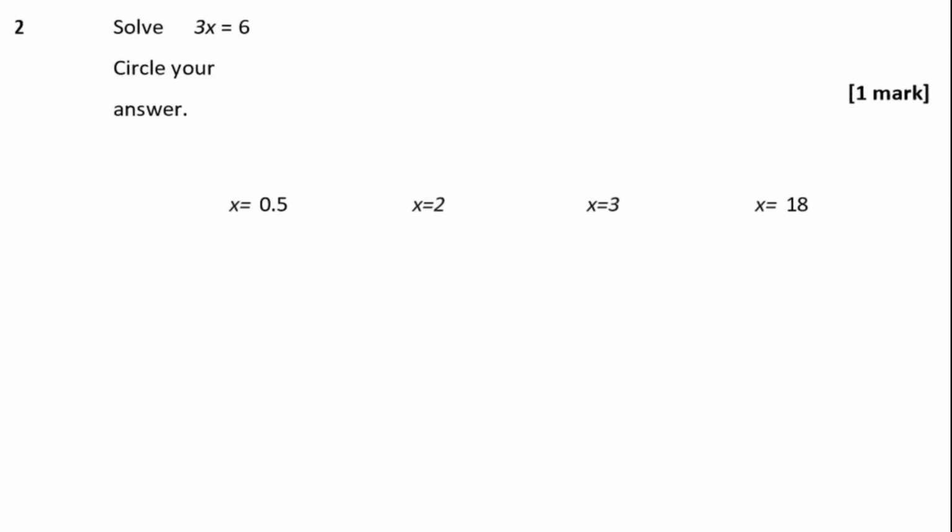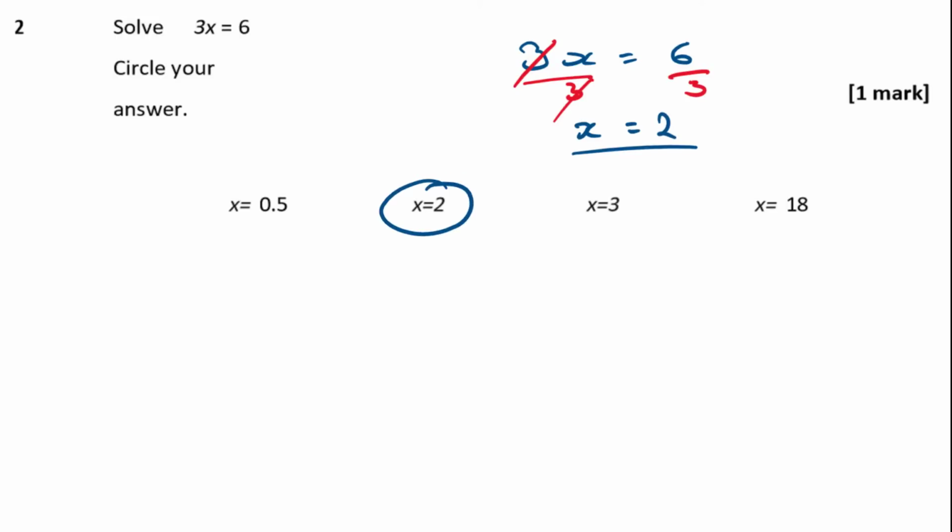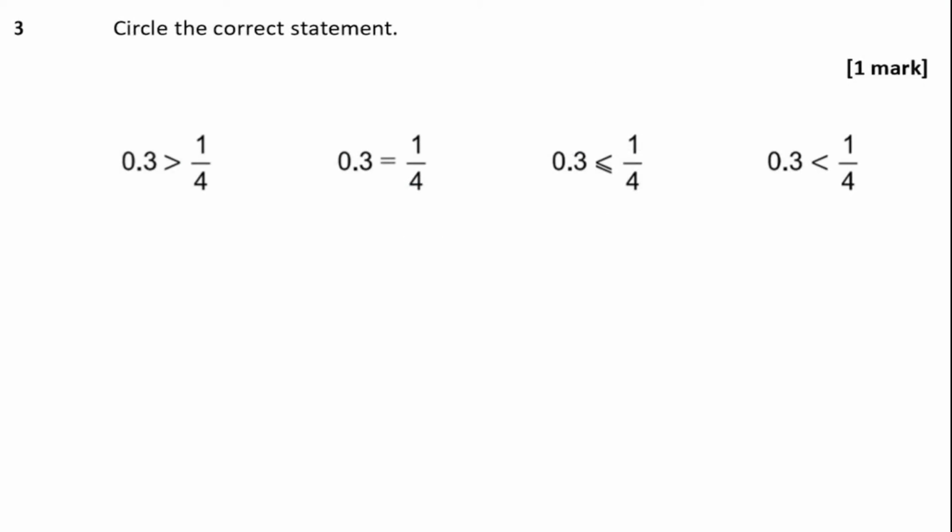Question 2, solve 3x equals 6, circle your answer. So if I got 3x equals 6, I want to get x by itself. To do that, I'm going to be dividing both sides by 3. This is going to cancel with this, leaving you with just the x, and on the other side 3 goes in 6 twice, so it's going to be x is equal to 2. It's that one there.